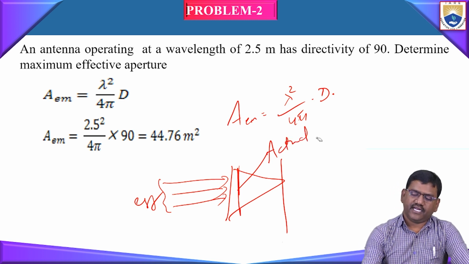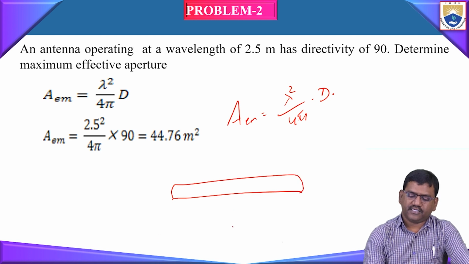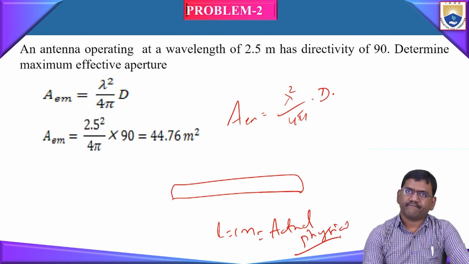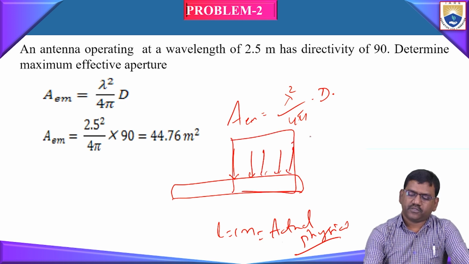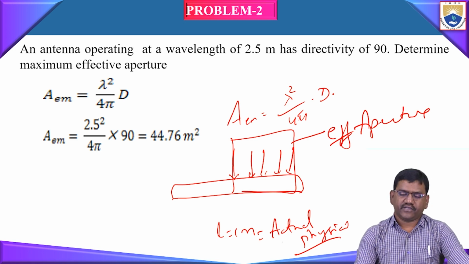Suppose we take an antenna whose length is 1 meter. This is known as the actual length, or we can also call it the physical length of the antenna. If the radiation is falling only on this portion, then we call this portion the effective aperture. So where the power absorption takes place on an antenna, we call it the effective aperture.